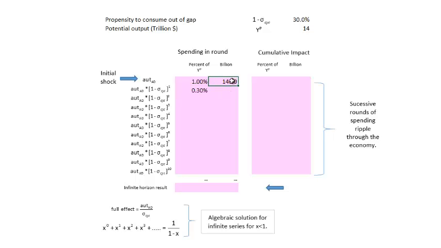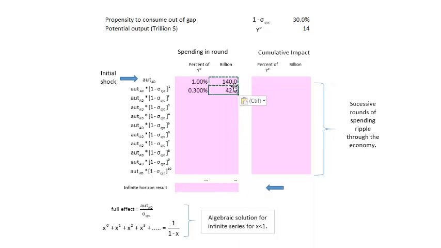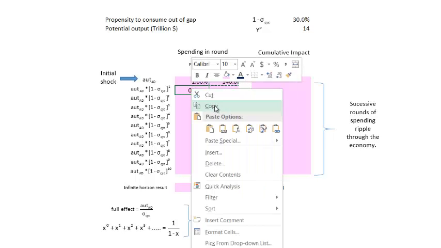And then if we want to compute that in terms of billions of dollars, once again, all we need to do is multiply this amount, the 0.3%, times potential output. And what do we get? We get $42 billion. Let's now do our third round of spending.